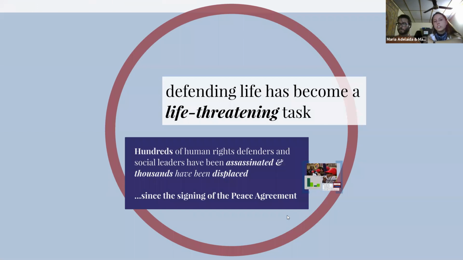So defending life after the peace agreement has become a life-threatening task. A lot of social leaders and human rights defenders have been killed, assassinated, and this has increased after the peace agreement.